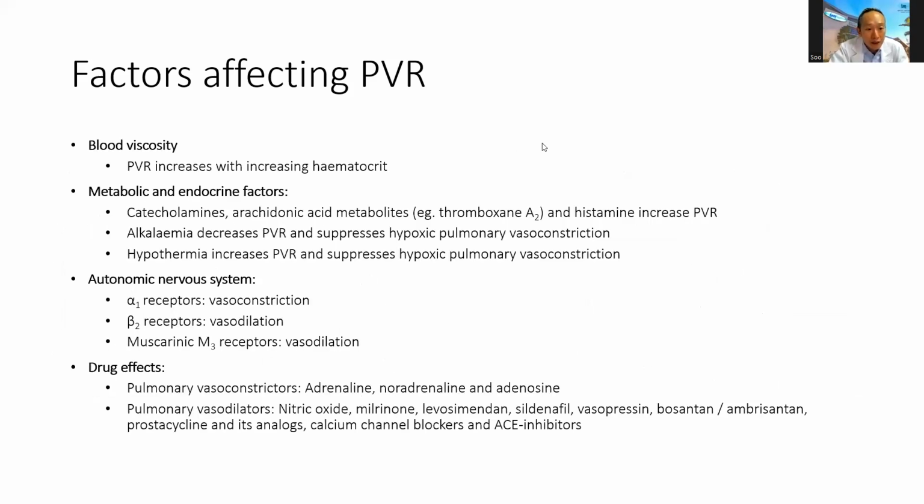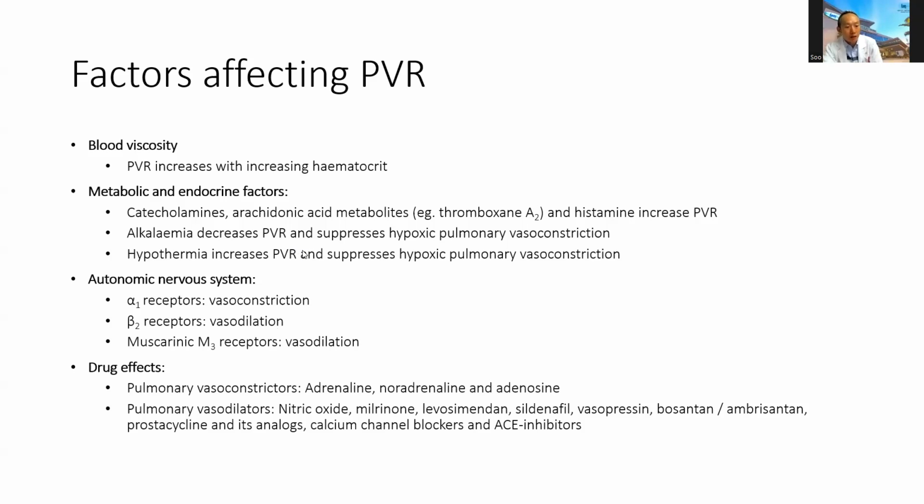What about other factors? Things like blood viscosity: they increase the hematocrit. So sometimes patients that have very low hemoglobin, transfusing blood can help increase the hemoglobin, but PVR can also increase. Other factors like catecholamines, arachidonic acid, they also increase PVR. If the patient is very alkalemic, they decrease PVR. This is sometimes what we do when we have patients with pulmonary hypertension. We adjust these kinds of things.